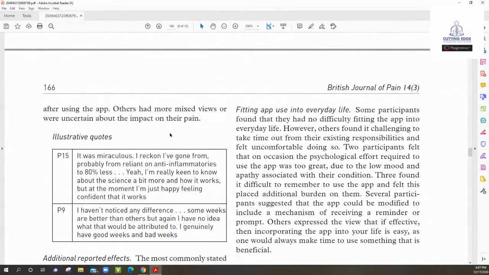So then they talk about what's happened afterwards. It was miraculous. I reckon I've gone from probably being reliant on anti-inflammatories to 80% less. Yeah, I'm really keen to know about the science a bit more and how it works, but at the moment, I'm just happy feeling confident that it works.